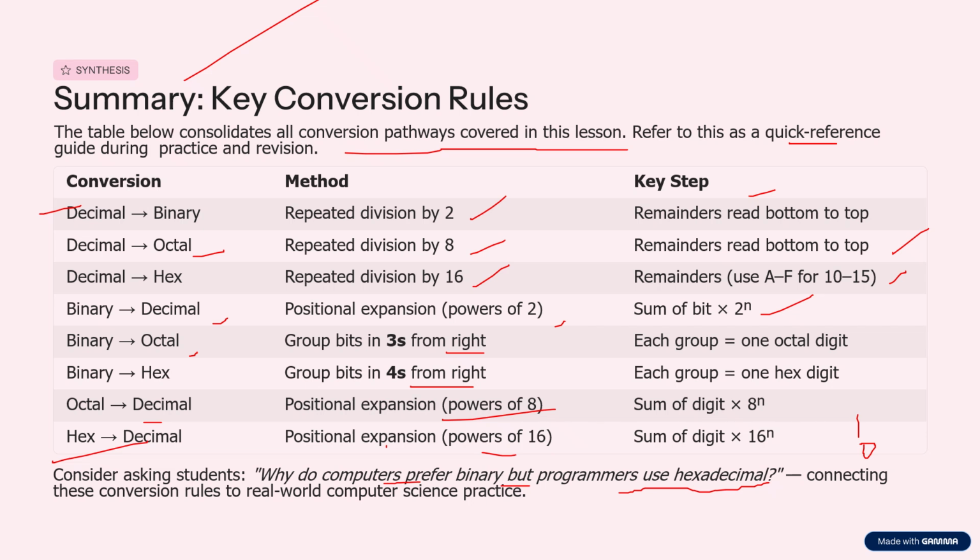Now the second part, why programmers use hexadecimal. Why? Hexadecimal is preferred because it is compact. 1 hex digit equals 4 binary bits. It is easier to read, write, and debug. It reduces errors when handling large binary values. Easier to handle actually. Now let us move to next.